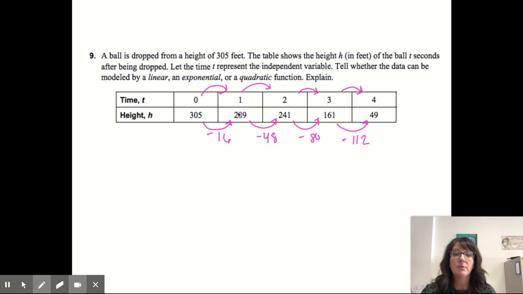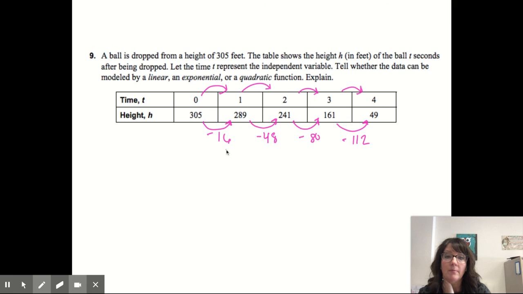So is this a common ratio? Is 289 divided by 305... Ooh, that's a messy decimal. And then 241 divided by 289 is not the same. So it's not a common ratio.